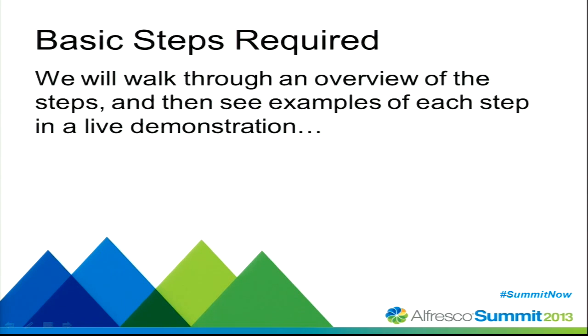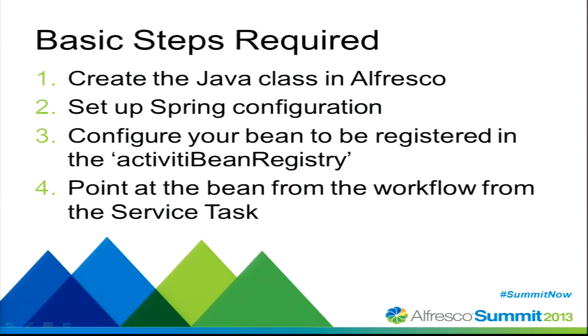So we're going to go through each of these steps, and I'm sorry I didn't even walk through the steps. The first thing you're going to end up doing is creating your Java class in Alfresco, and then set it up with Spring configuration. And then once you've done that, this is where you may diverge from your just standard Spring Bean config. You do need to make sure it's registered in the Activiti Bean registry, so Activiti can actually call it. And then you're going to point at the bean from the workflow and the service task. So based on this high-level overview, we're going to drill down into each of these steps.